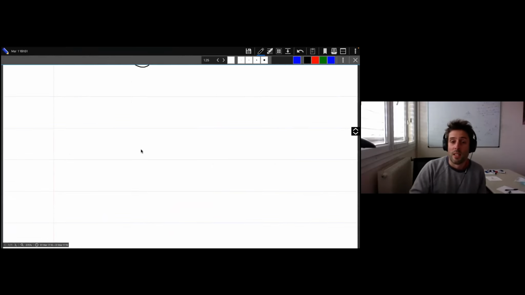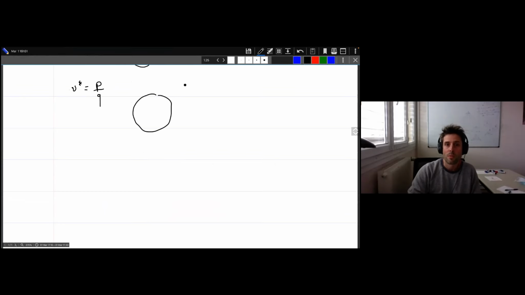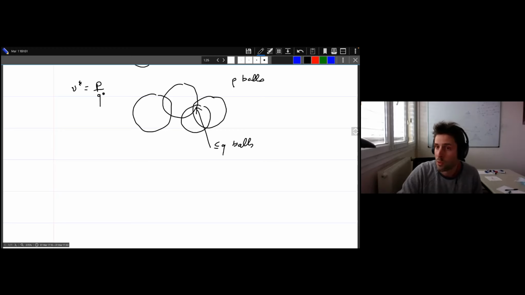Okay. All right. So we have nu star, which is equal to p over q for some p and q, and it means that we have a certain number of balls. We have p balls, and each vertex lies in at most q balls. This is really the definition of nu star equals p over q, right?